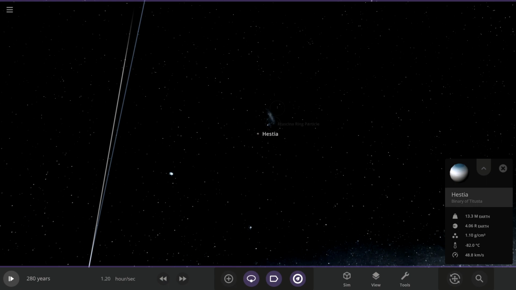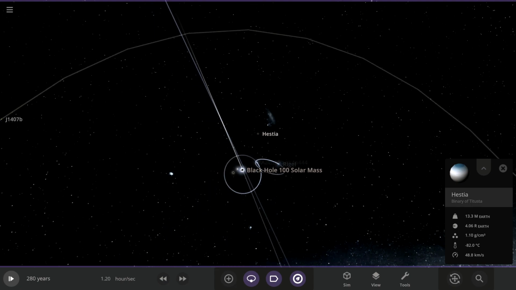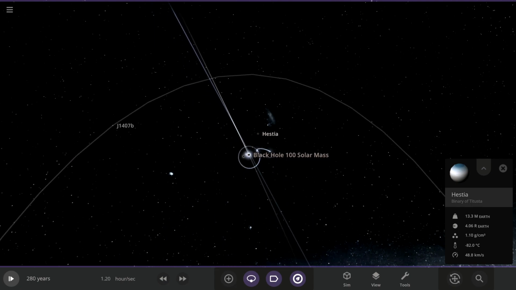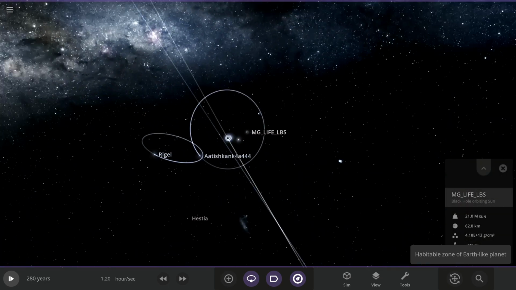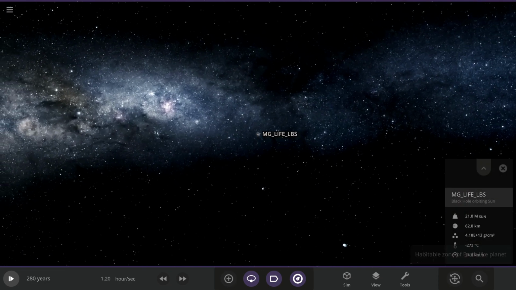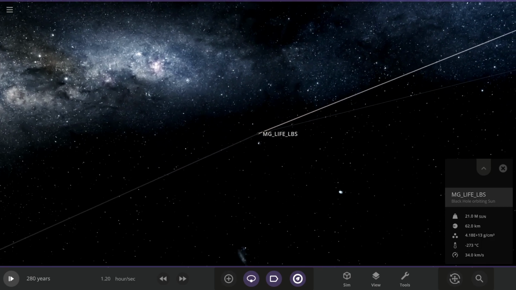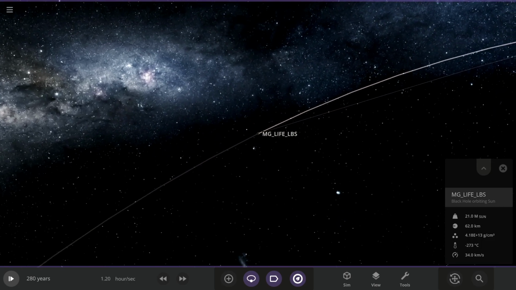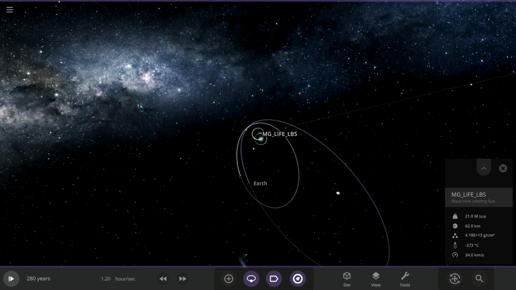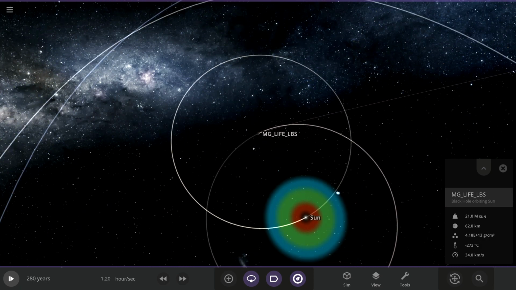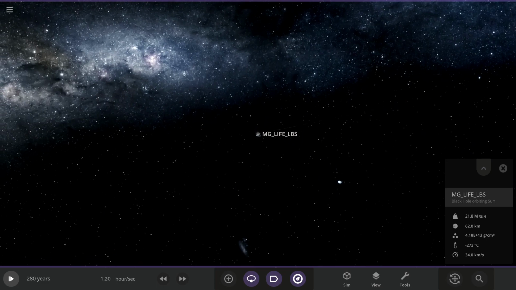And also, for some reason, some really spread out rings. Okay, but anyways, we got J1407B. I think you know what that is. So we got MG Life LBS. So if we, there we go, we got the sun and we got the moon and we got the earth.